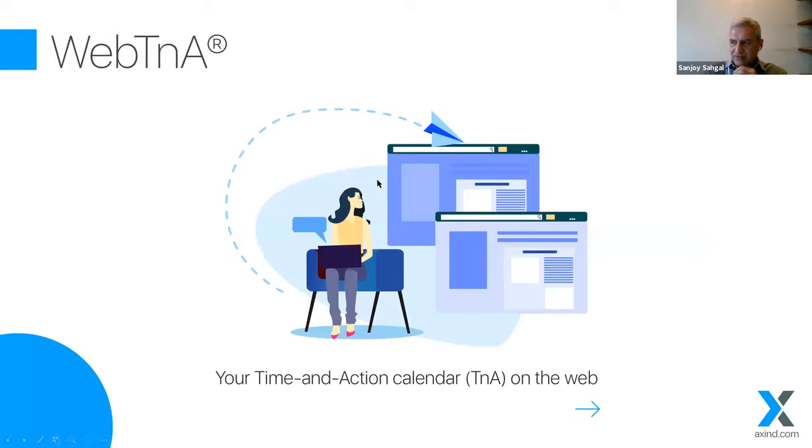Today, we're talking about the time and action calendar on the web, Web TNA. Most people today are using Excel or they're using a TNA built into their ERP system or their PLM system. In the case of Excel, I could spend 2 hours just talking about the problems with Excel. While Excel is a brilliant package by itself, it is not good for sharing information. It's just not built for it.